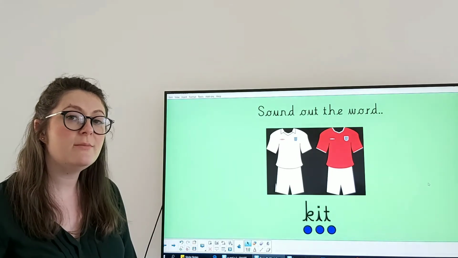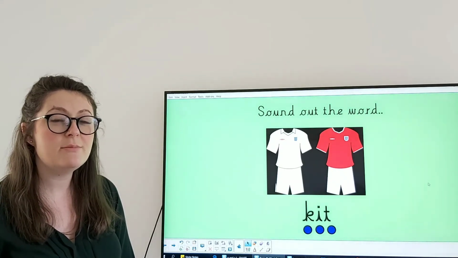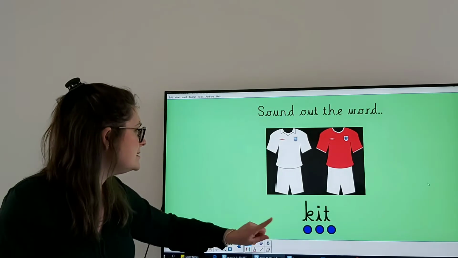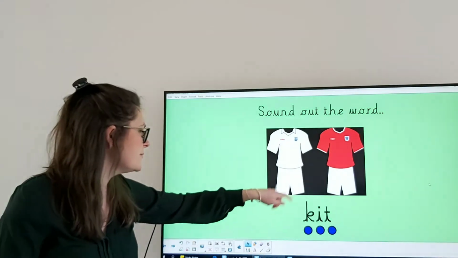I'm going to point with my pointy finger to the sound buttons. I want you to say the sound buttons as I point to them, okay? Let's go. Ready? Remember, the picture gives you a clue, so you might have already worked out what it is.